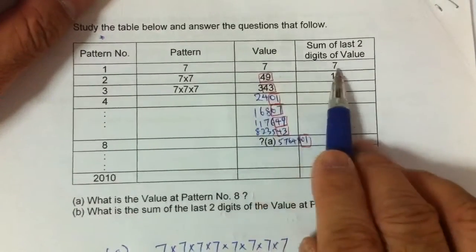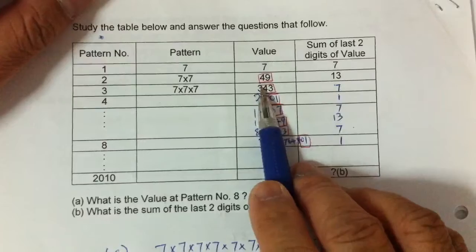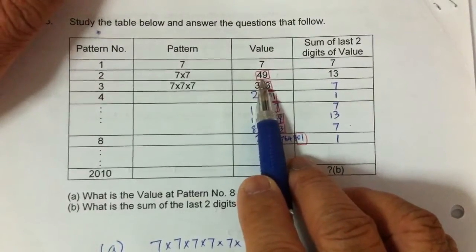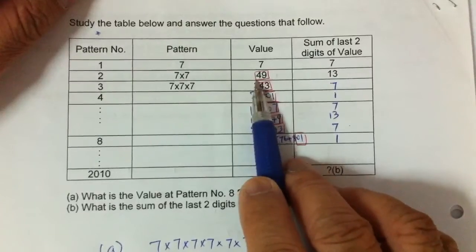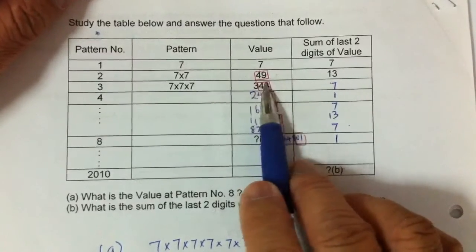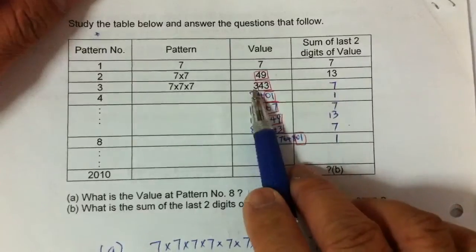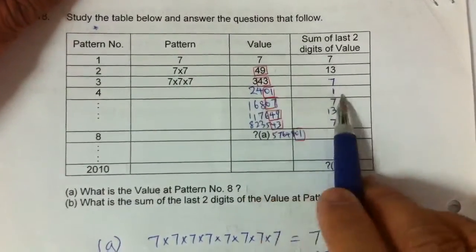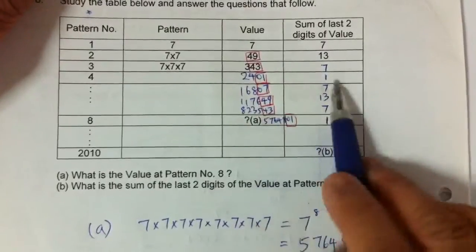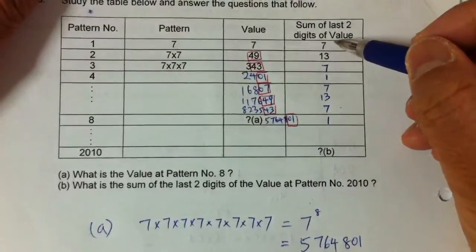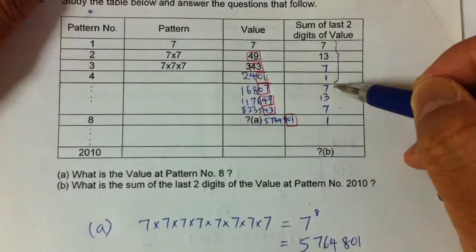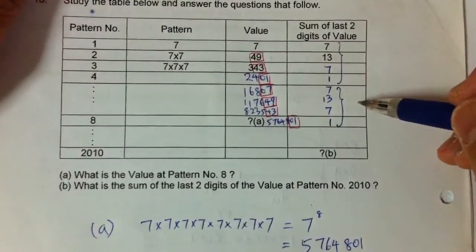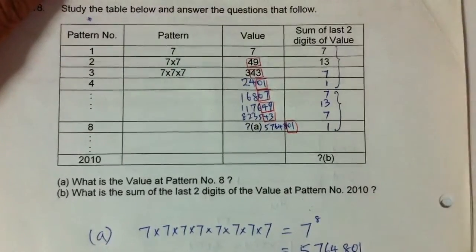So the very first one, of course, is 7. The second pattern number results in a value of 49. The individual digits added together give 13, and the subsequent one will be 343, where adding the digits gives 10, and so on and so forth. You will find that it has a recurring pattern of 7, 13, 7, 1, 7, 13, 7, 1, and it repeats after every 4 pattern numbers.